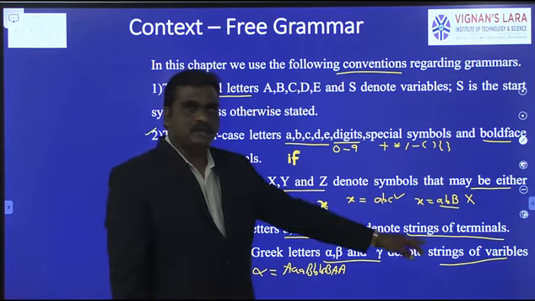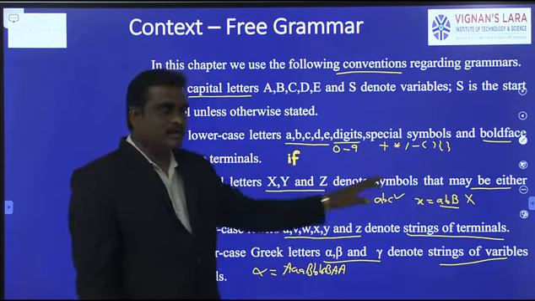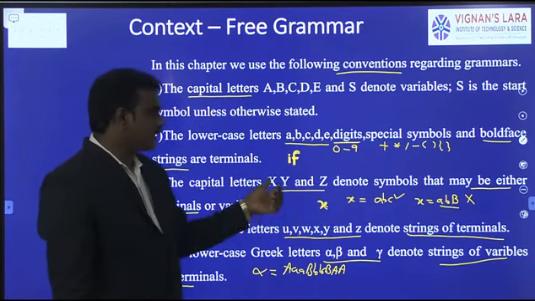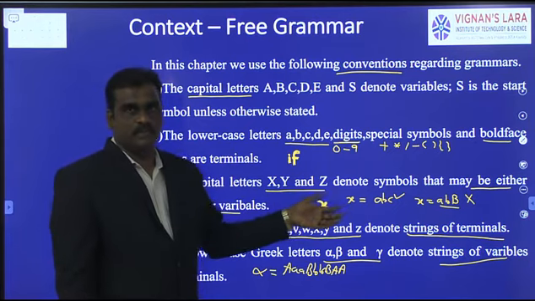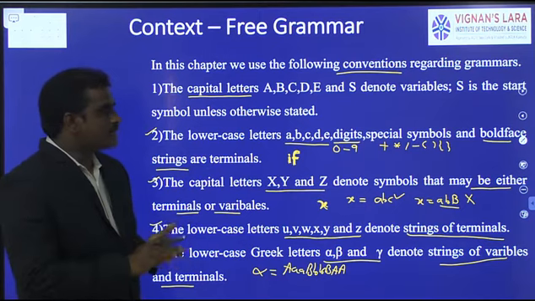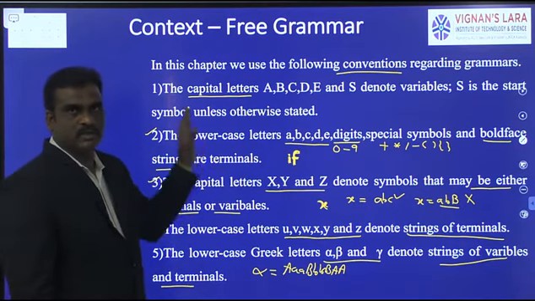U, V, W, X, Y, Z denote strings of terminals, and X, Y and Z denote either a terminal or a variable. So these are very, very important notations. In this subject, you have to follow these notations and rules.